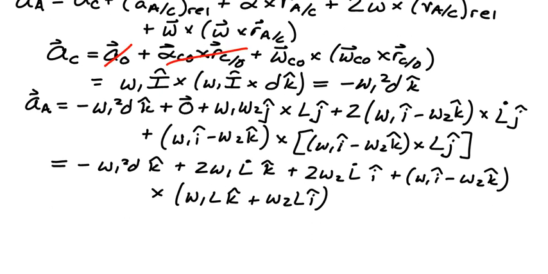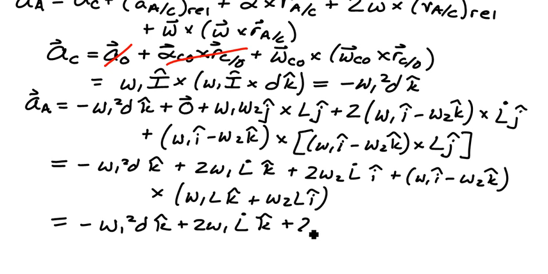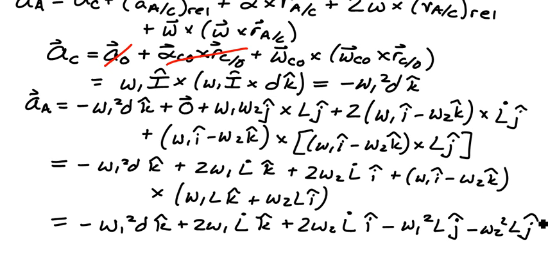As a final step here, I can work out my last cross product, and I'll get the acceleration of A is equal to minus omega 1 squared times d in the little k, plus 2 times omega 1 times L dot in the little k, plus 2 times omega 2 times L dot in the little i. i cross k is minus j, so I'll have minus omega 1 squared times L in the little j. i cross i goes to 0, k cross k goes to 0, k cross i goes to j, so I'll have minus omega 2 squared times L in the little j.